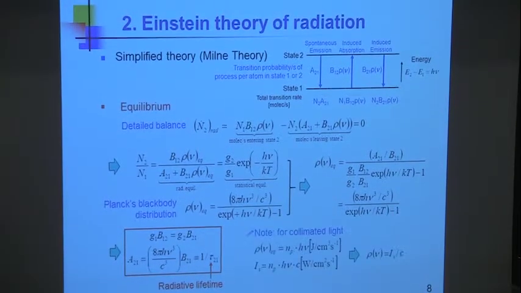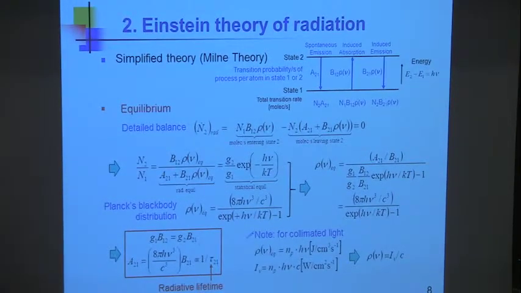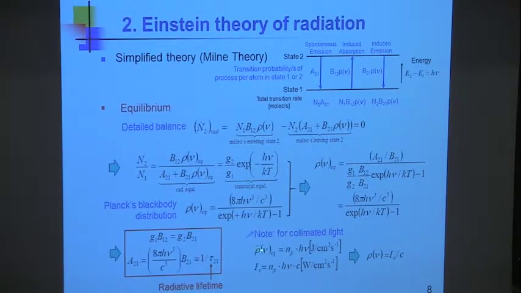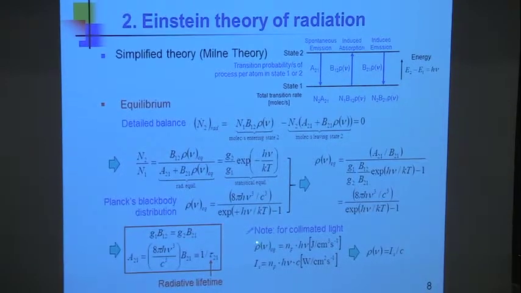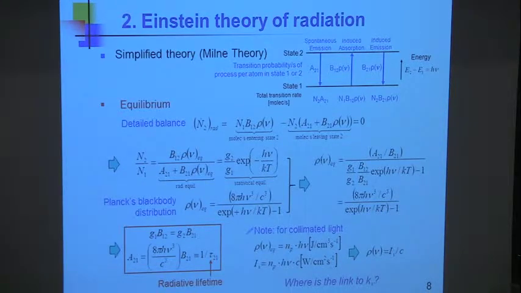That simplifies our problem. Now I go away from Einstein's awkward units of radiation intensity, and I say, let's imagine we have light that's propagating at the speed of light. So now I can relate rho and I, recognizing that the photons move at the speed of light. That's fine, but I still don't have the link to K. We're after K. So how do we combine things?